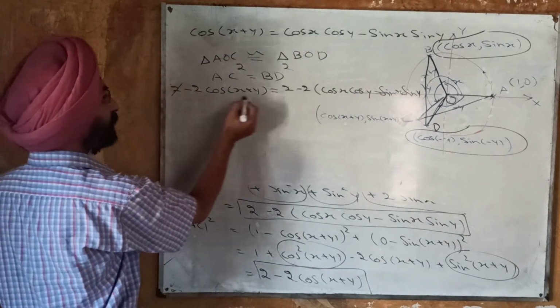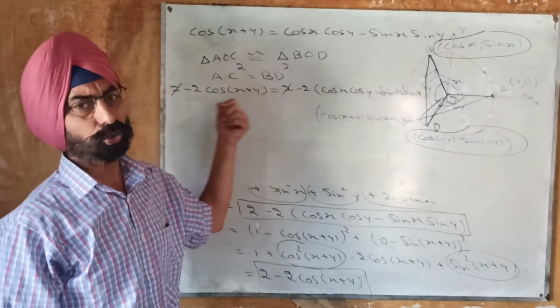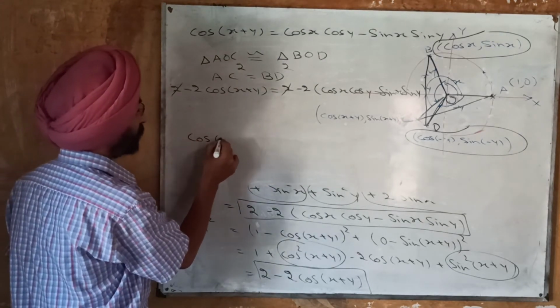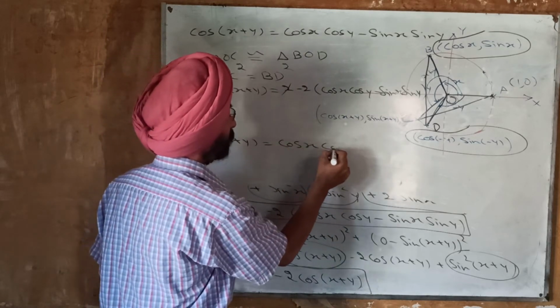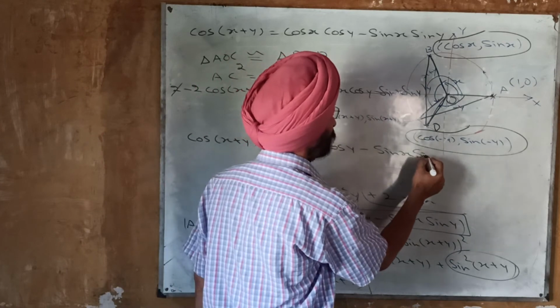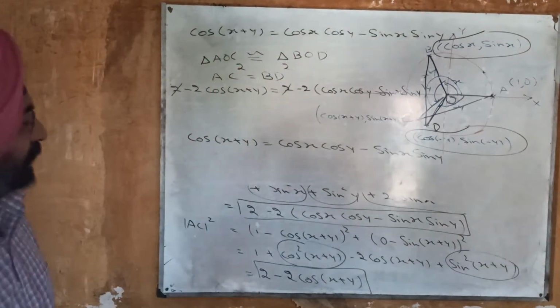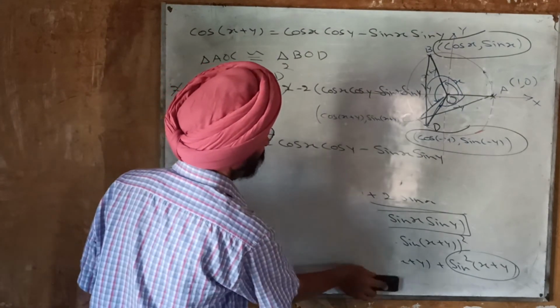This 2 will be cancelled. Minus 2 times this is equal to minus 2 times this. Minus 2 will also be cancelled, and you will get cos(x+y) is equal to cos x cos y minus sin x sin y. So this is the fundamental identity of sum of the angles, cos of sum of the angles.